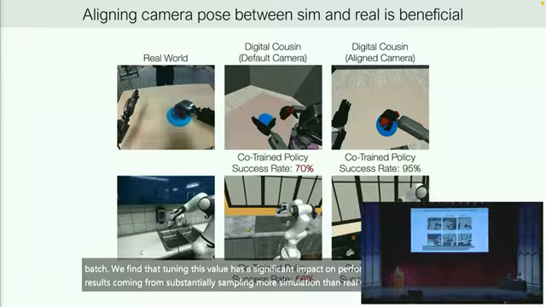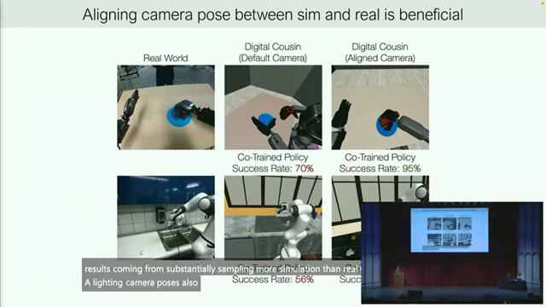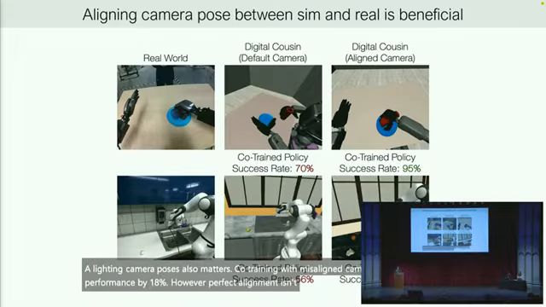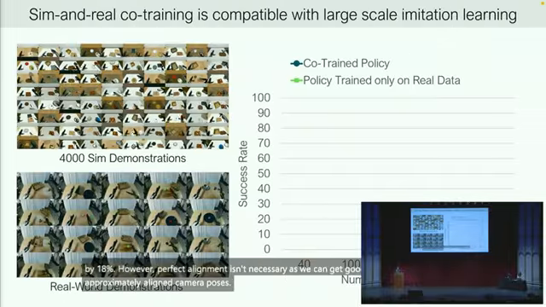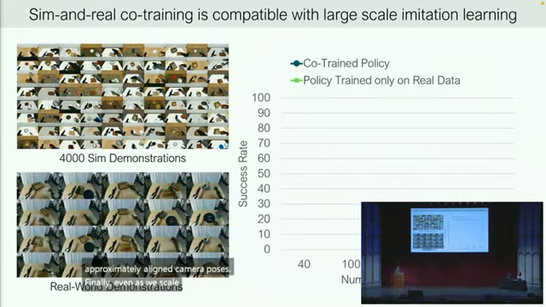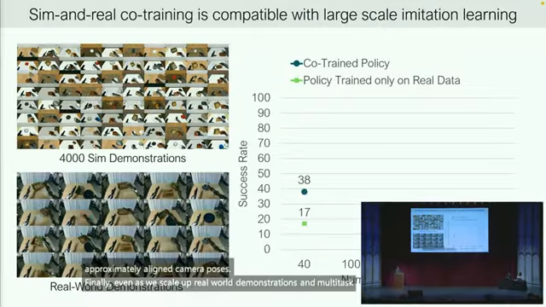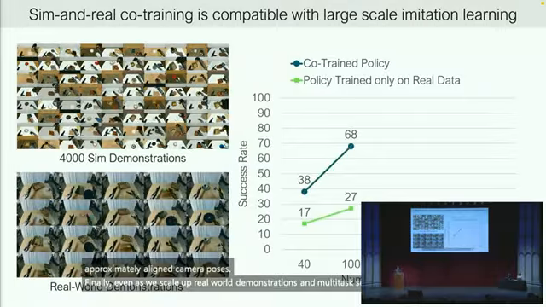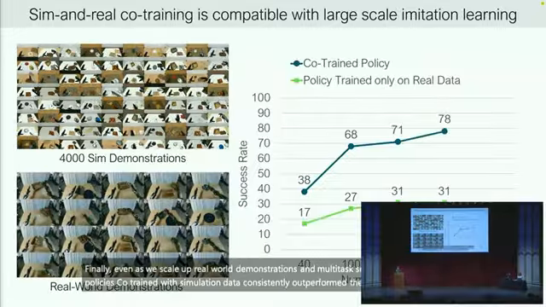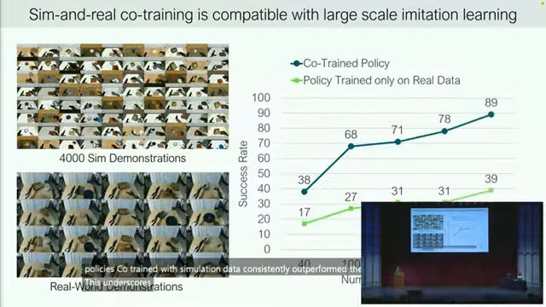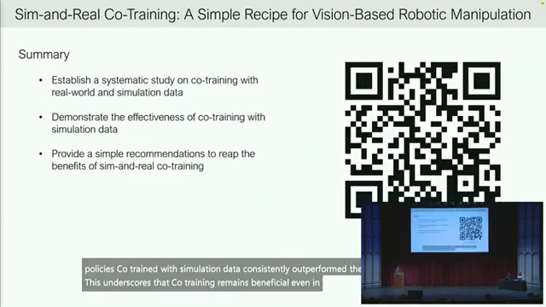Aligning camera poses also matters. Co-training with misaligned cameras reduces performance by 18%. However, perfect alignment isn't necessary, as we can get good results with approximately aligned camera poses. Finally, even as we scale up real-world demonstrations in multitask settings, we find that policies co-trained with simulation data consistently outperform their real-only counterparts. This underscores that co-training remains beneficial even in data-rich settings.